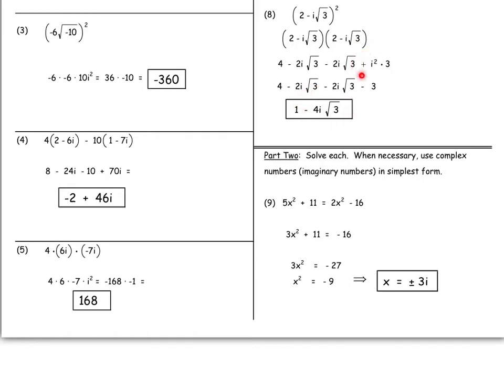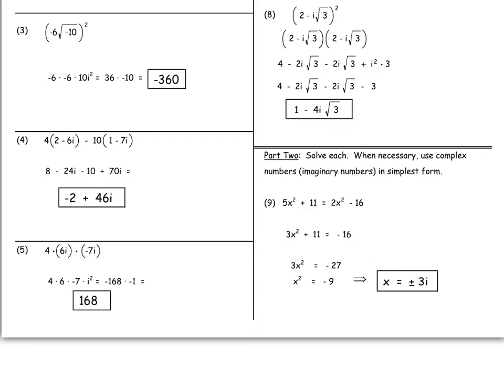But on the end, I ended up with a negative 3, like terms with a 4, and that gave me 1 minus 4i rad 3, not like terms, 2-part answer. Now we're ready to do solving.